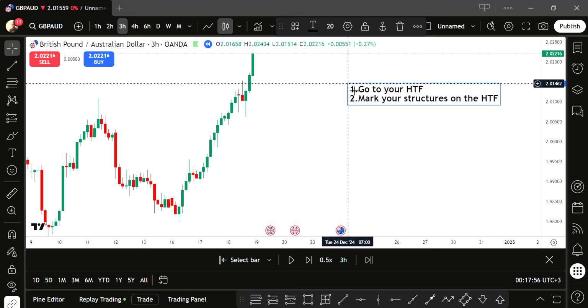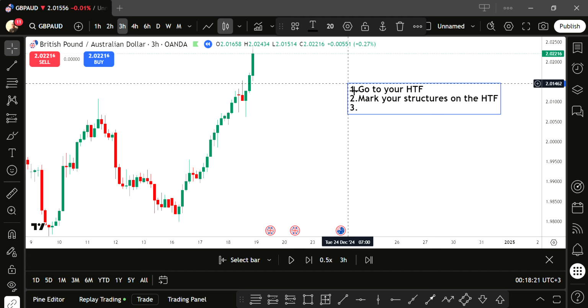You want to mark out support and resistance. You want to mark out demand and supply zones. You want to mark out any chart patterns you see, like head and shoulders, inverted head and shoulders, double bottoms, double tops. You also want to mark out your breaks of structure, and any change of character that you see on the high time frame. Then rule number 3.